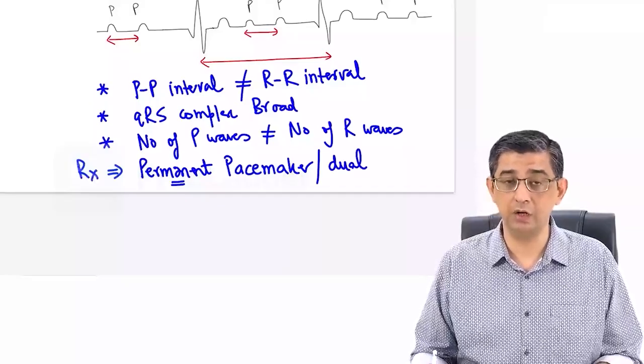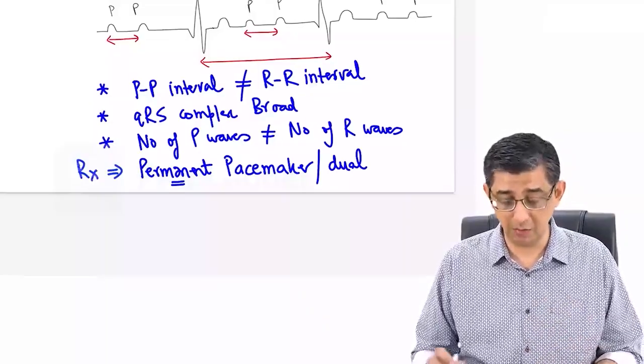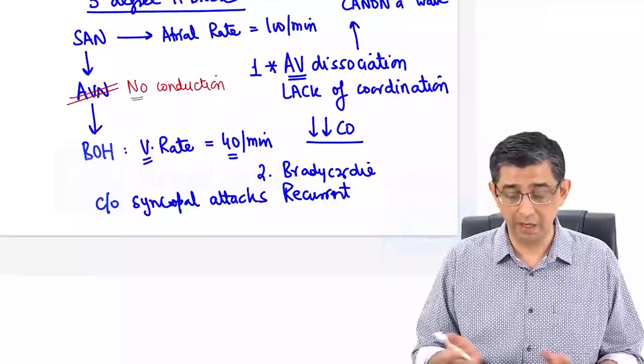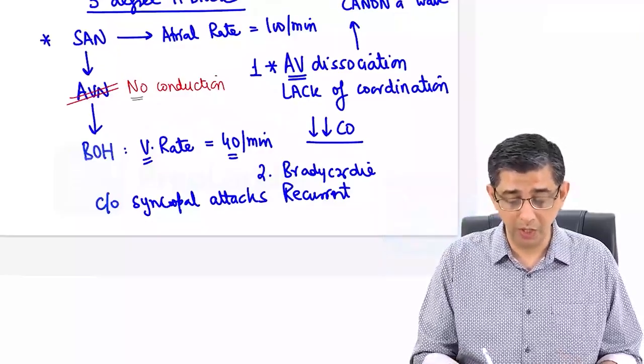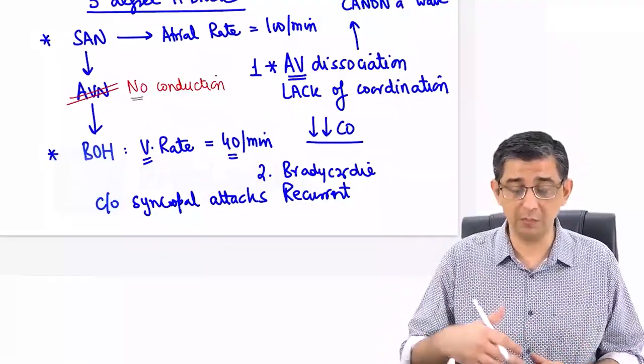One wire will be controlling the atria, the other wire will be controlling the ventricles. Because see, in this guy, the problem is there are two pacemakers in the heart. As they say, too many cooks spoil the broth. One pacemaker is controlling the atria, the other one is controlling the ventricles. I want to suppress both of them.